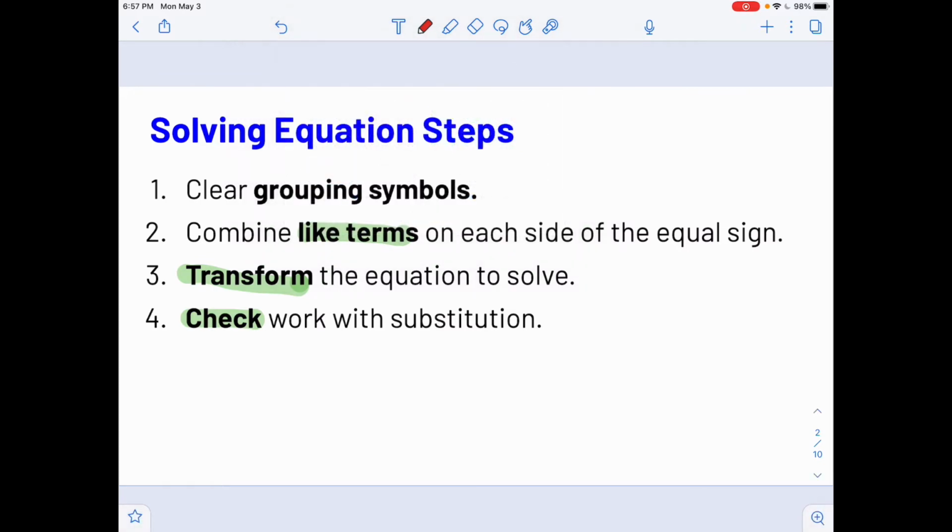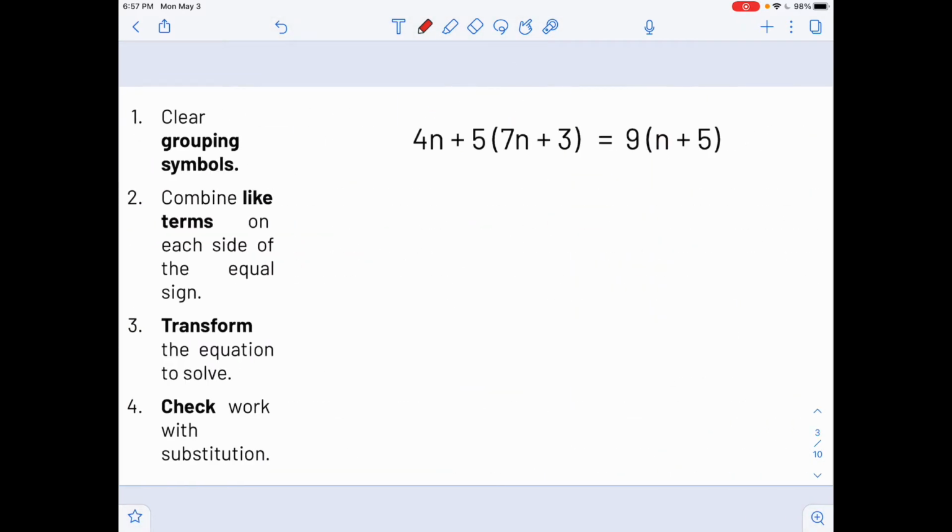Let's practice using these 4 steps. Copy down this example in the section of your notes where it says example. The first thing we need to do is clear our grouping symbols. And remember, we use the arrows to remind us that we need to distribute what's outside of the parentheses by all terms inside the parentheses. So I copy down my 4n, and then 5 times 7n is 35n, and 5 times 3 is 15. Equals 9 times n is 9n, and 9 times 5 is 45.